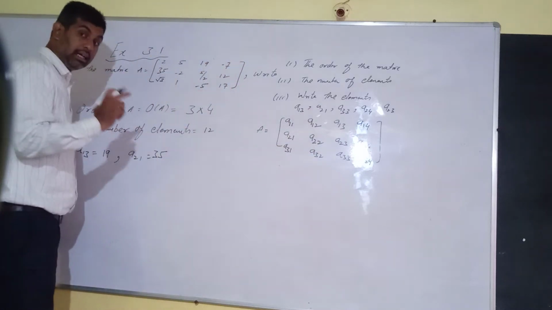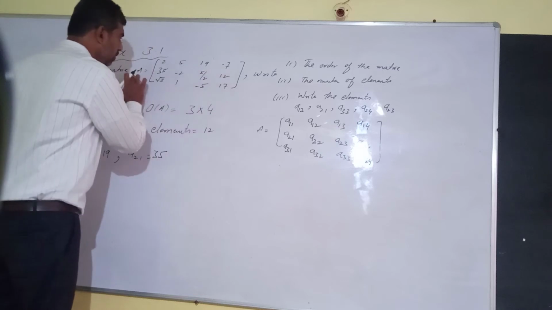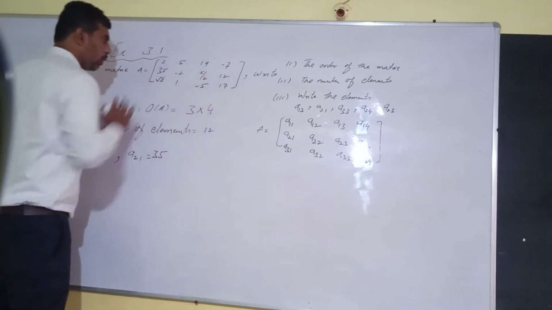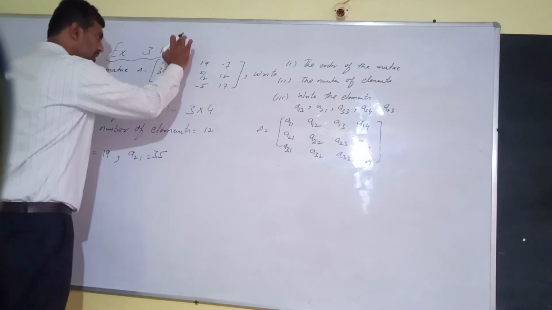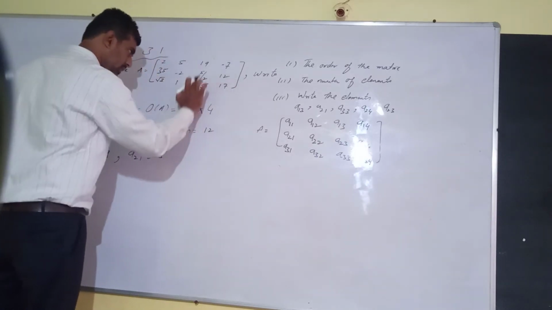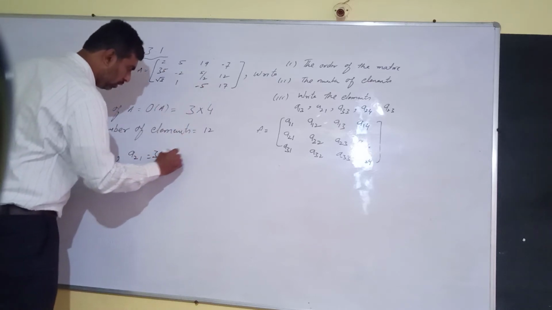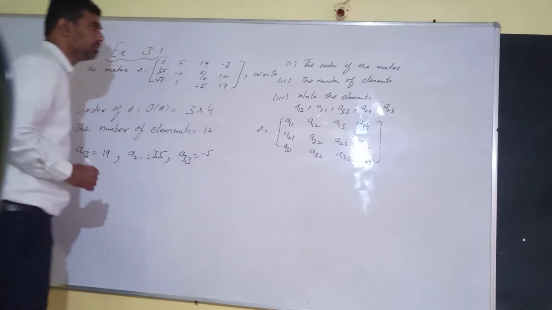Now, third row, third column. First row, second row, third row. Third row, third column. First column, second column, third column. Third row, third column. Look, how much is it here? Third row, third column is -5.